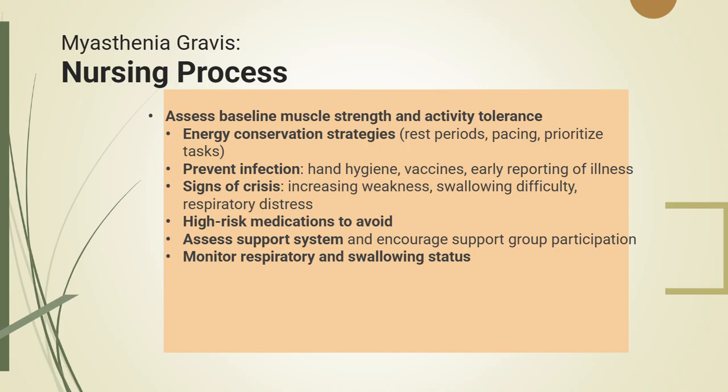Because myasthenia gravis causes fluctuating muscle weakness that worsens with activity and improves with rest, one of the first steps is to establish the patient's baseline muscle strength. Nurses need to assess which activities cause fatigue, how quickly the muscles weaken, and how well the patient recovers after resting. This helps guide daily care, physical activity plans, and safety precautions. A major part of patient education includes reinforcing education about methods to conserve energy.